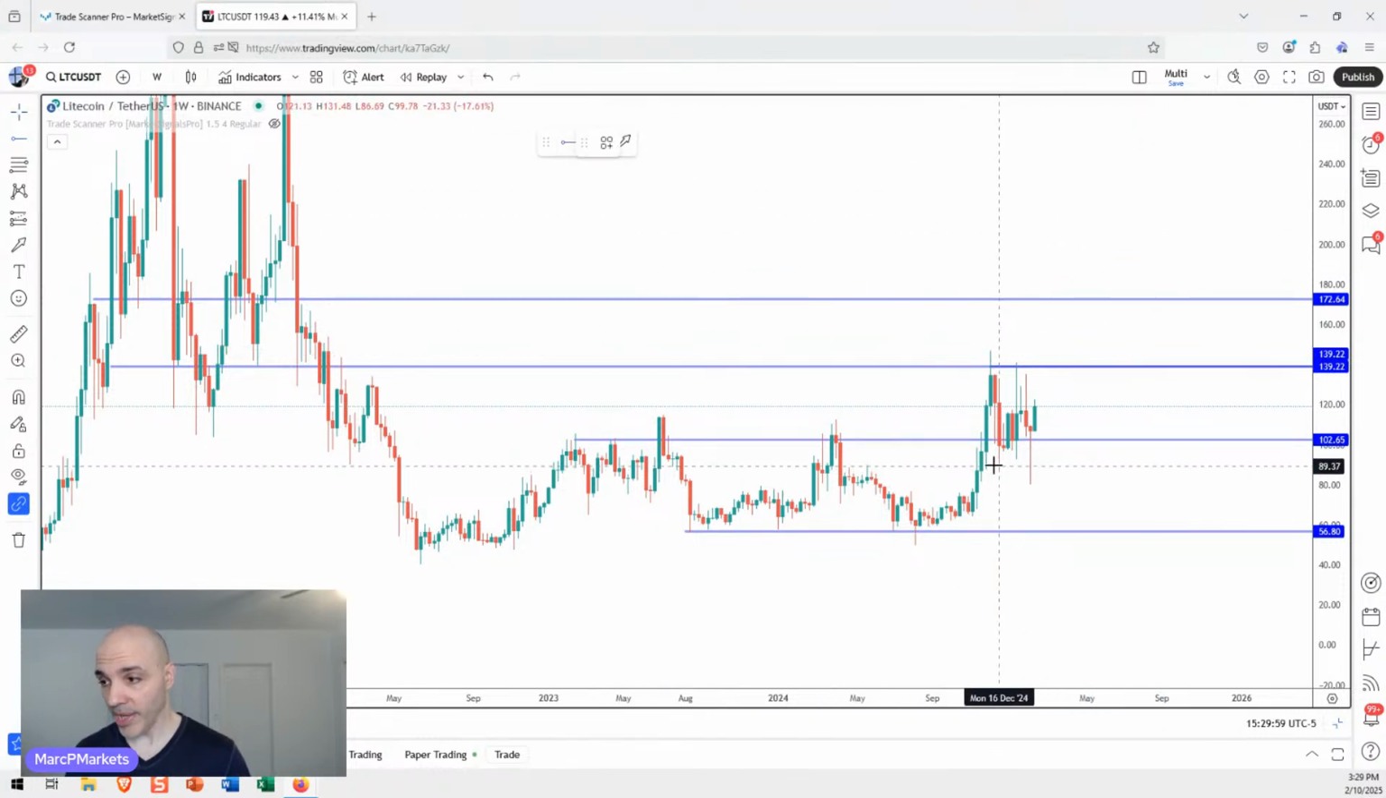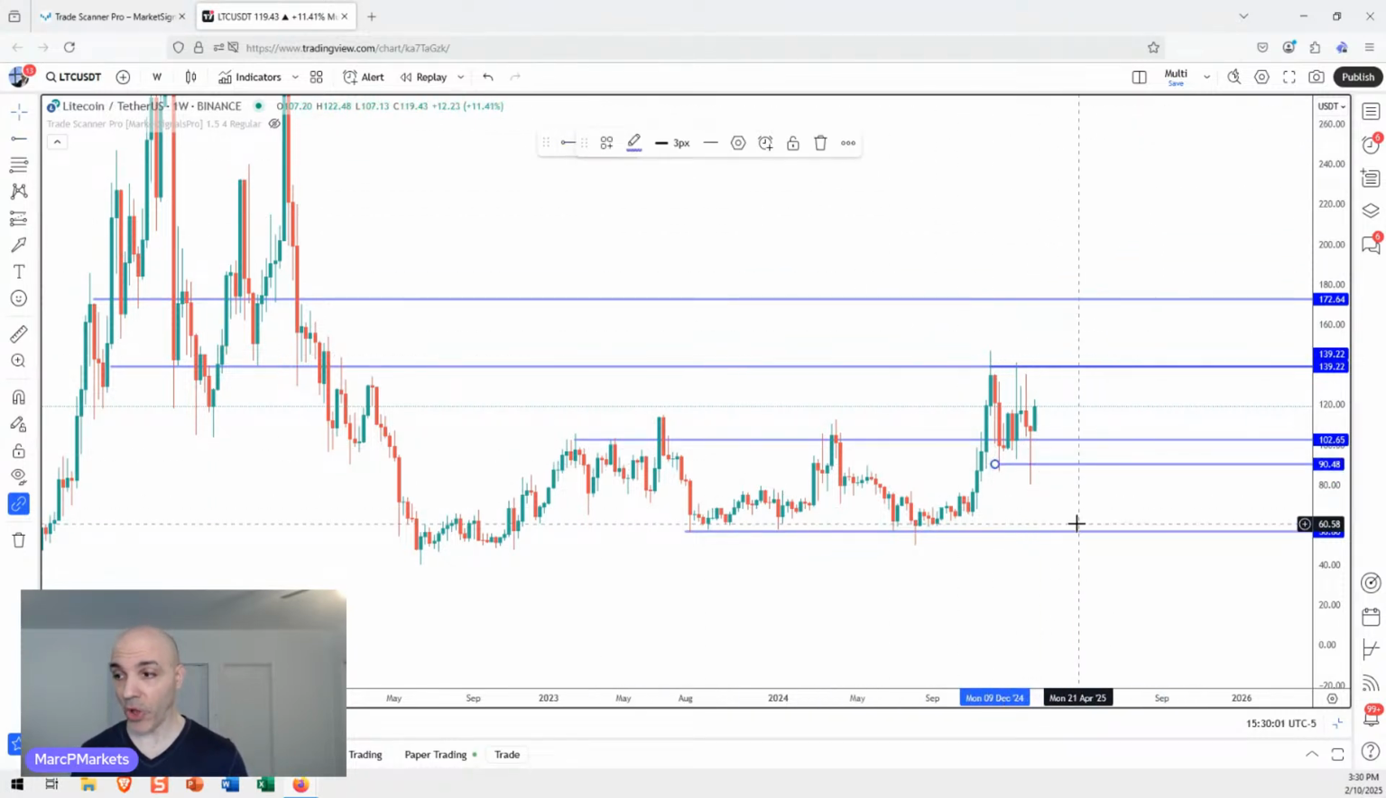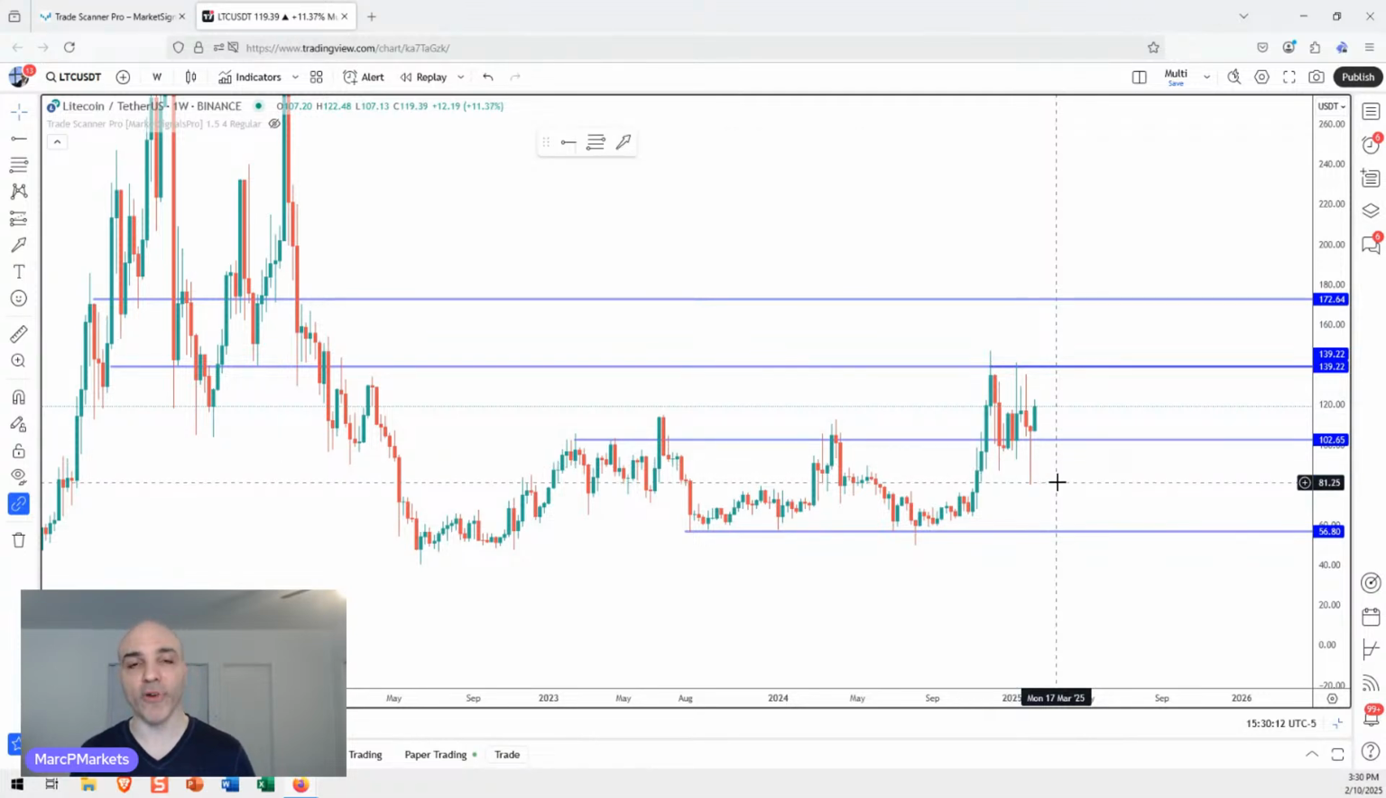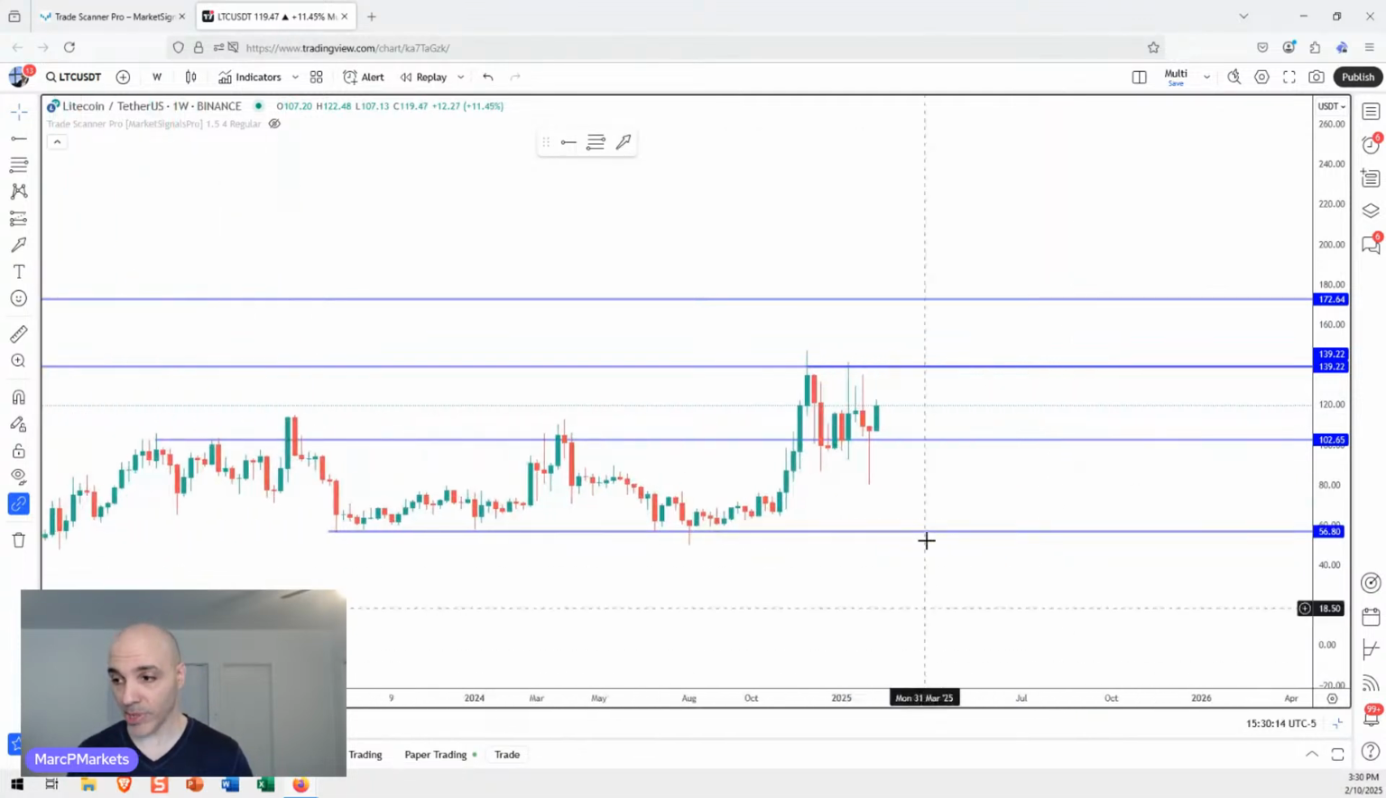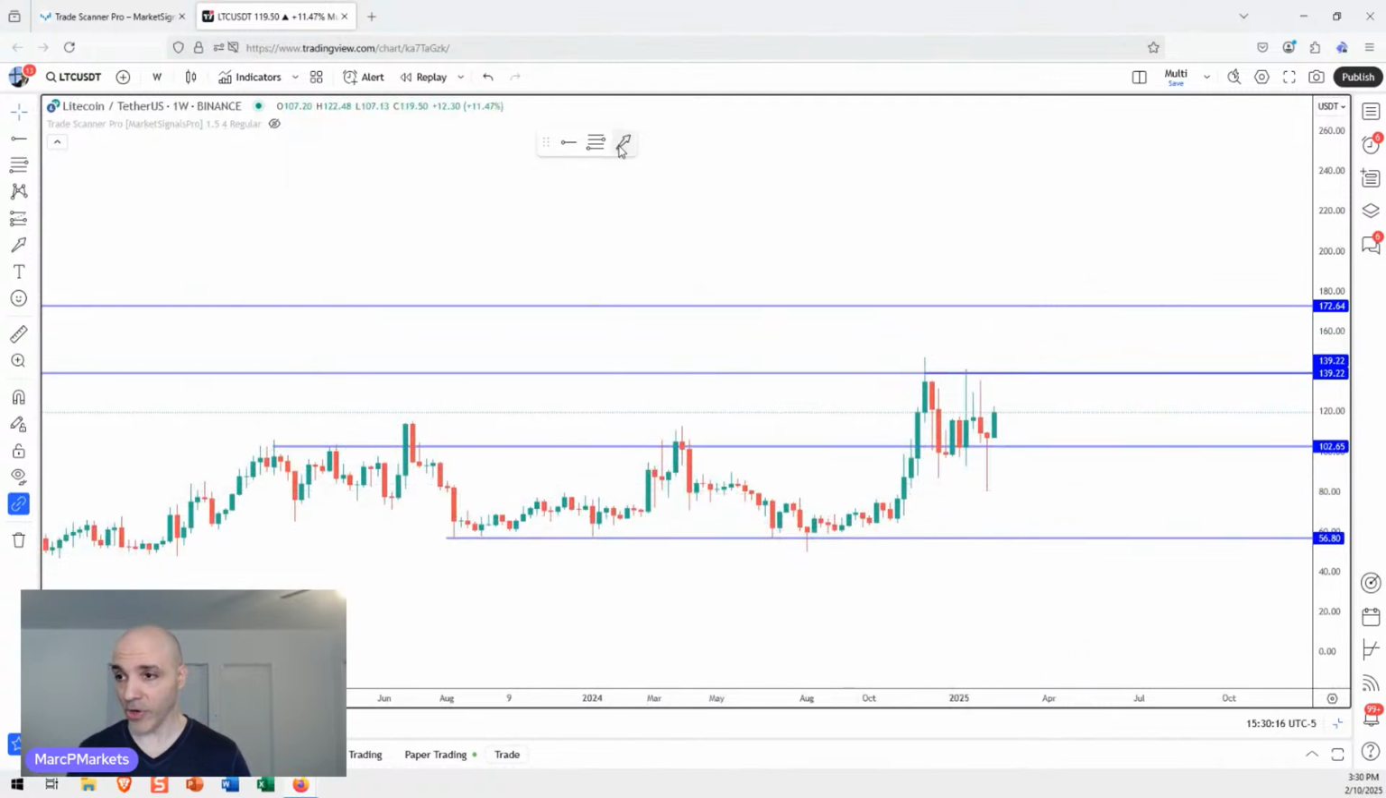New longs can be considered at the range lows, just like Bitcoin, right? If Bitcoin's testing 90Ks, I would assume Litecoin would be testing around the 90 area, which should correspond, right? That may offer an opportunity for a swing trade, possibly an investment, and you're measuring your profit objective from this area up in here. That's it.